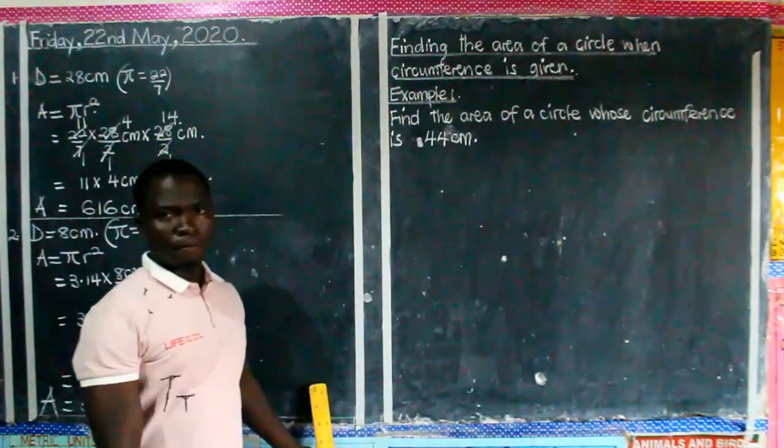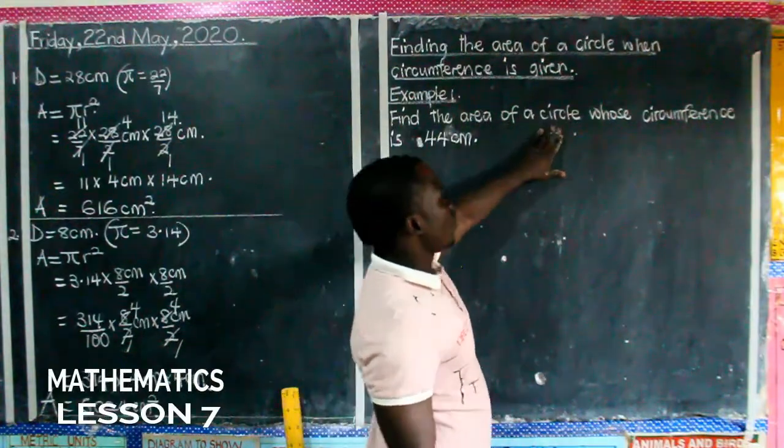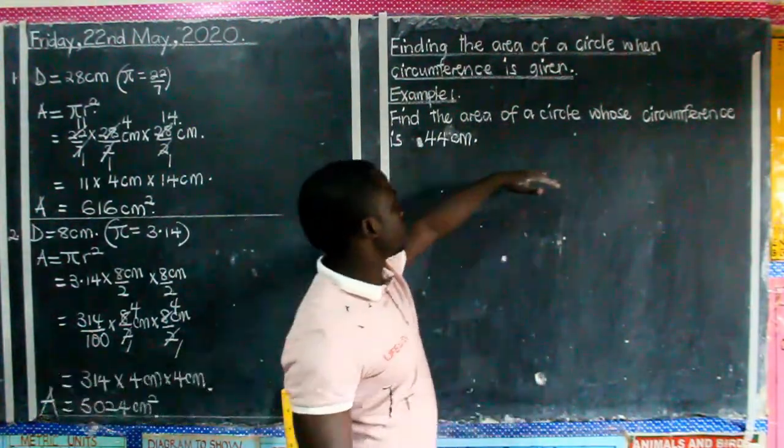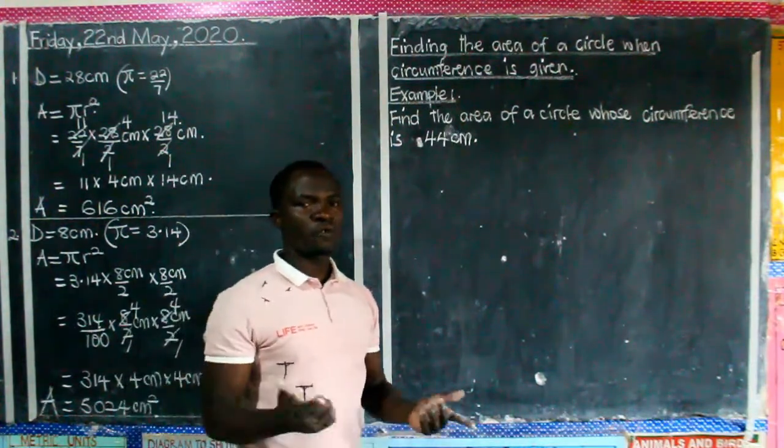I will read the question again. Find the area of a circle whose circumference is 44 centimeters. The question is asking for area.